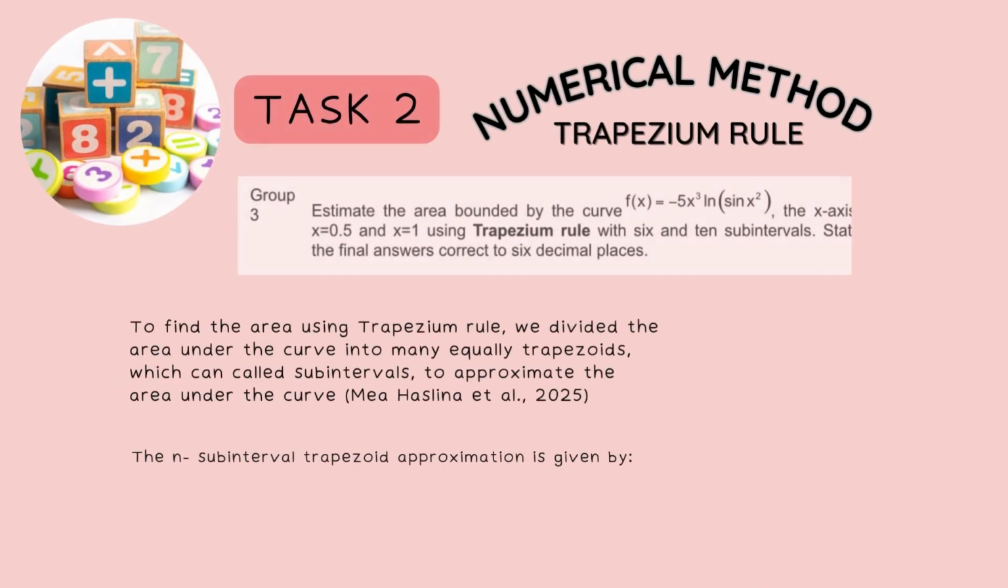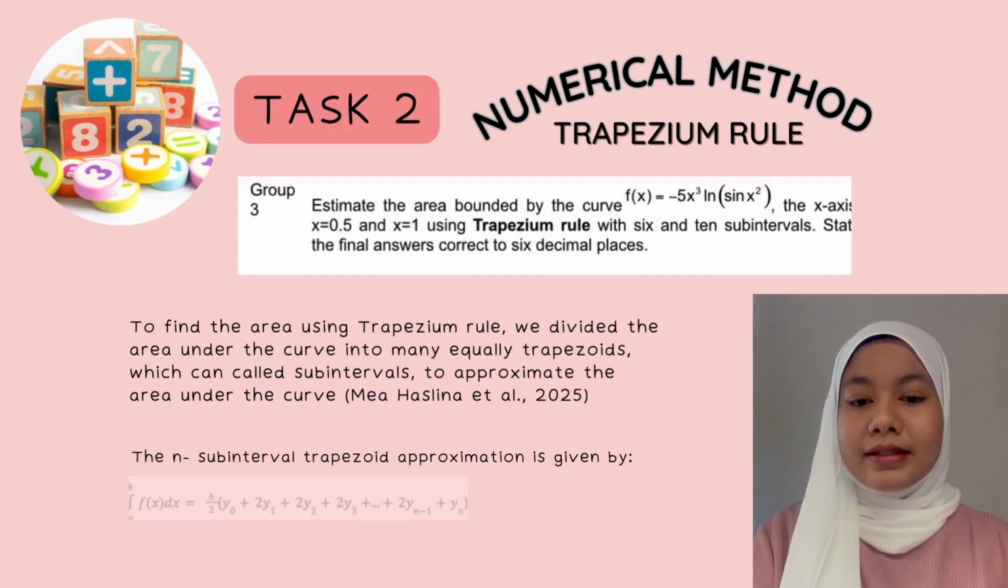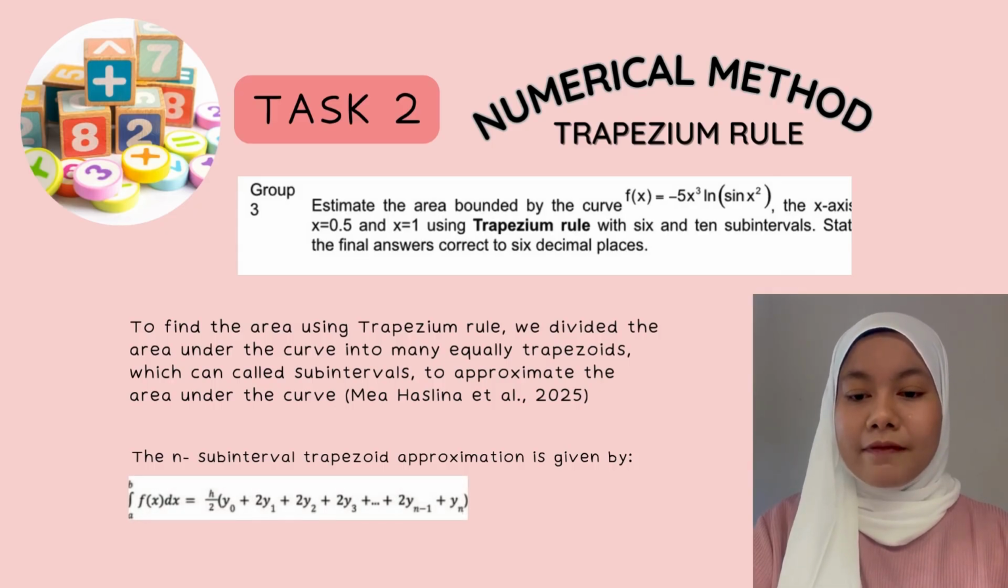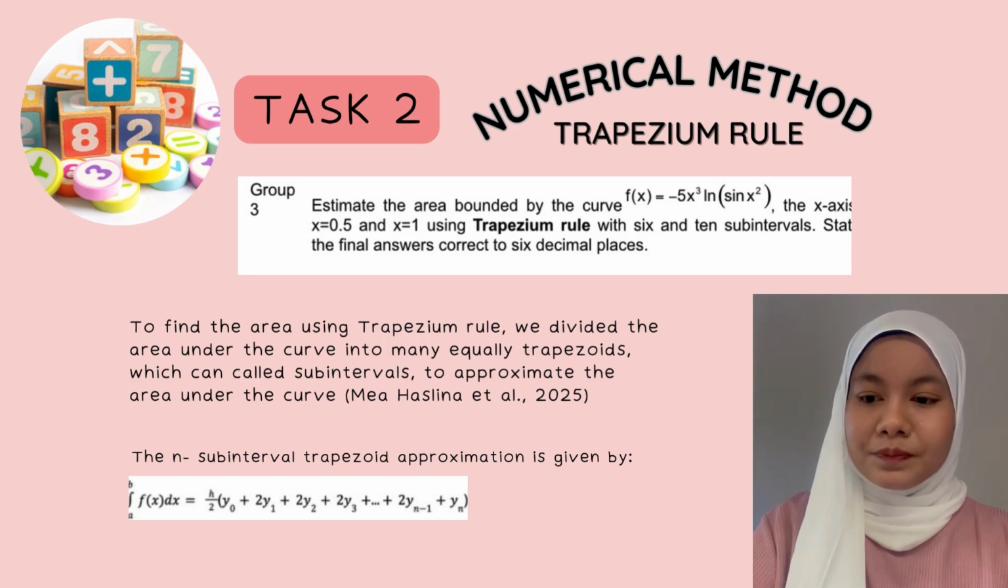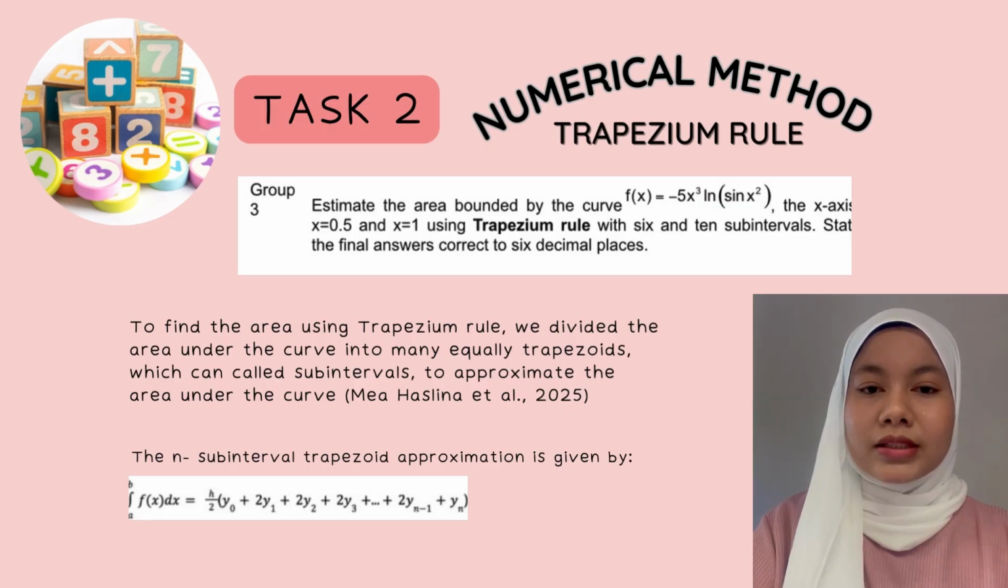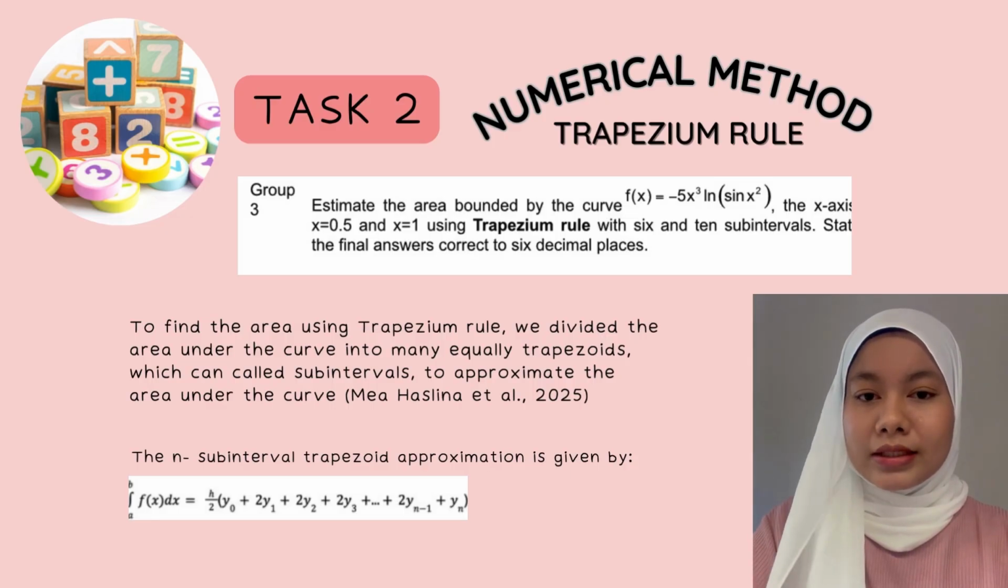Task 2, numerical method. The question is: estimate the area bounded by the curve f(x) equal to negative 5x cubed ln sin x squared, and the x-axis given by x equal to 0.5 and x equal to 1, using the trapezium rule with 6 and 10 subintervals. State the final answers correct to 6 decimal places. To find the area using the trapezium rule, we divide the area under the curve into many equal trapezoids, which form subintervals to approximate the area under the curve.